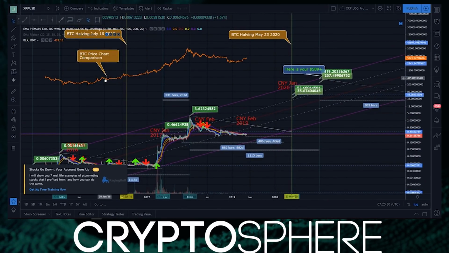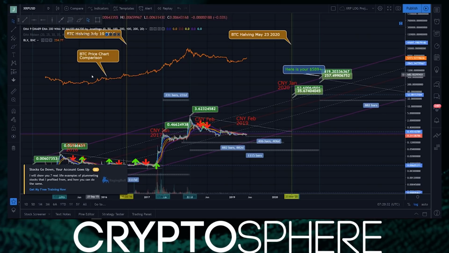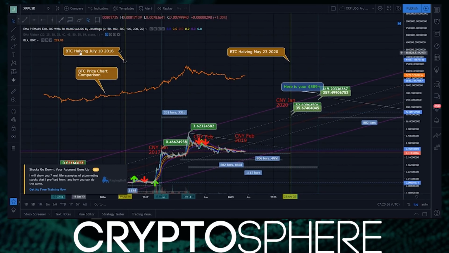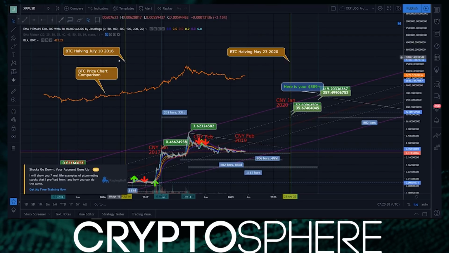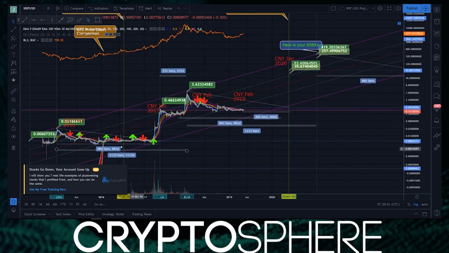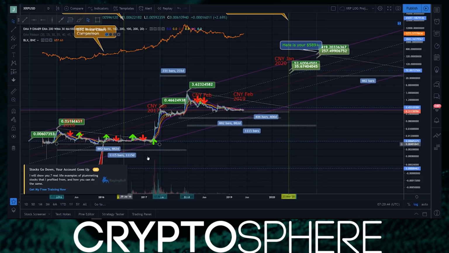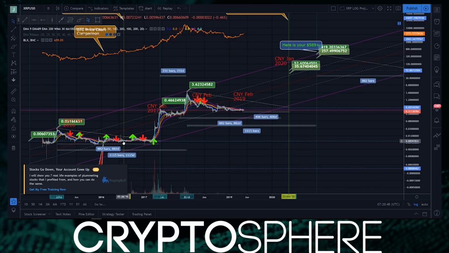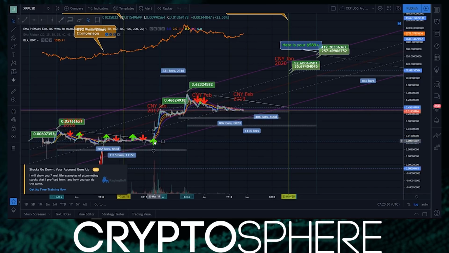Here's Bitcoin's price movement, and then the BTC halvening, July 10, 2016. All right, and did anything happen? Nada. It was almost a year until the price moved. Okay.